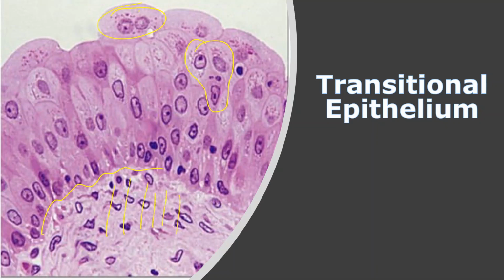Again, where would we find this? The urinary bladder. What's the function? Well, to transition, to distend, to squeeze down whenever the apical surface is filling with urine.